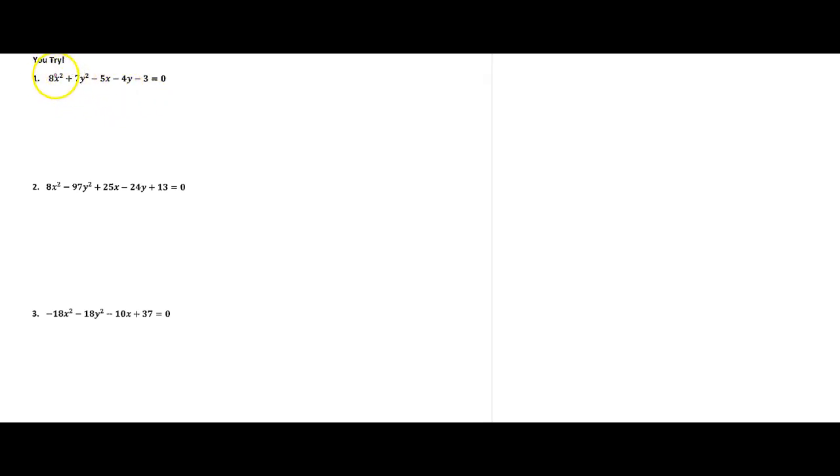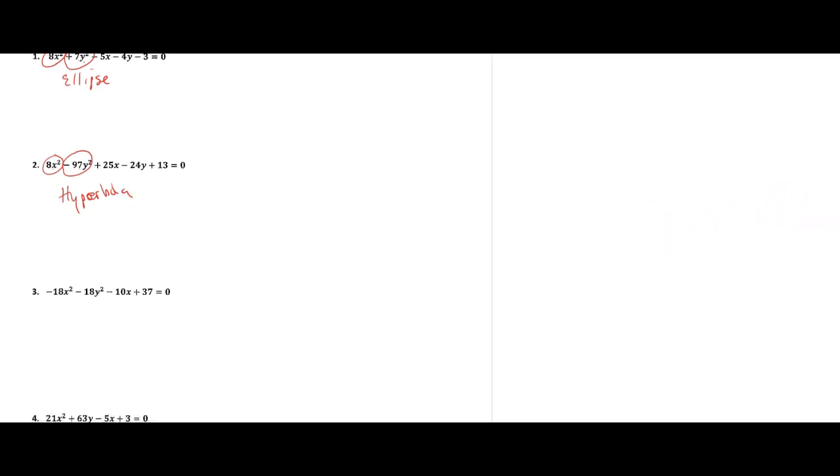So the first U-Try: if I look at it, I have 8x squared and 7y squared. Both are positive with different coefficients, so right away I know this is an ellipse. Here I have 8x squared minus 97y squared. Right away, my coefficients are different, one's positive and one's negative, so I know that's going to be a hyperbola.